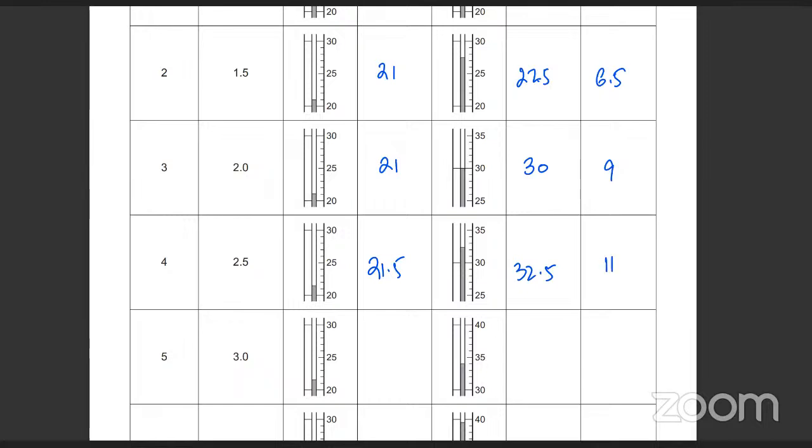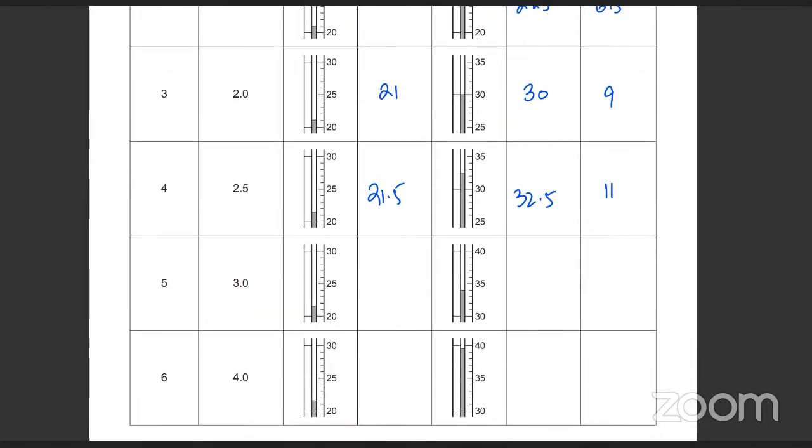3 grams, that's 21.5 again, and this one is 34. So what's the change? That's 12.5. Yes. So this is again 21.5, and that's 39.5. That's 18.